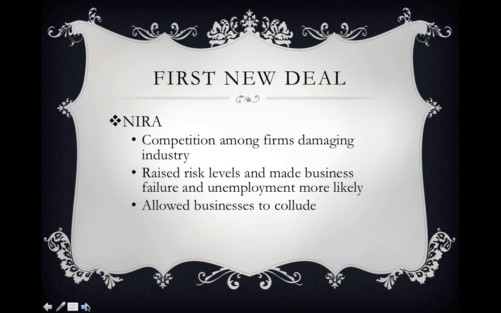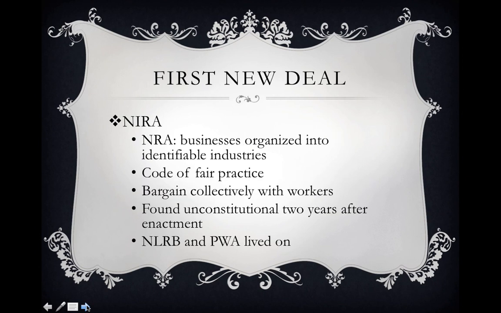So realize that the National Industrial Recovery Act allowed businesses to actually collude. It actually allowed anti-competitive policies among companies. We talked about previously that this is a reversal. Remember, we talked about the Sherman Antitrust Act, which prevented firms from colluding and decreasing competition. Now we have acts coming out of Congress that actually allow businesses to collude and allow businesses to decrease the level of competition. The National Industrial Recovery Act allowed businesses to organize into identifiable industries.